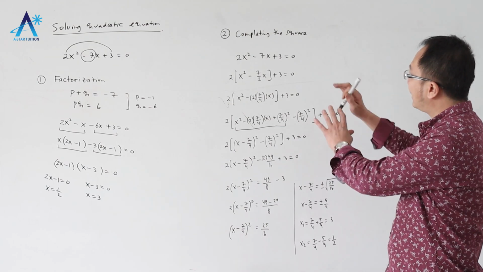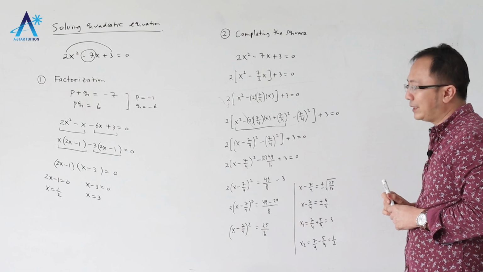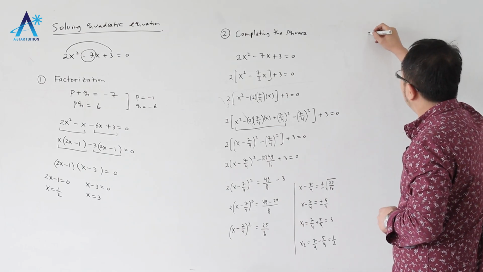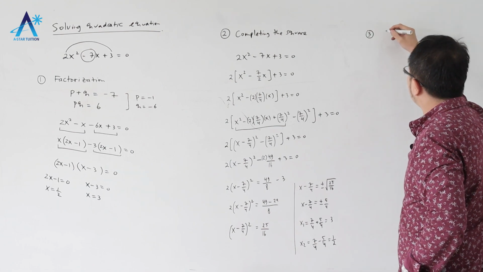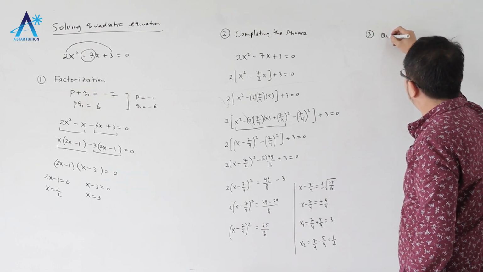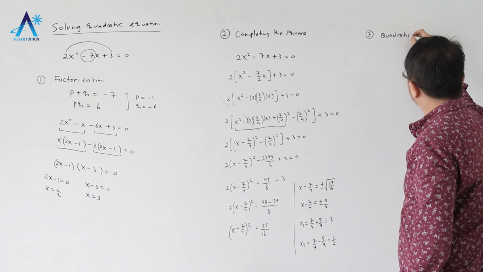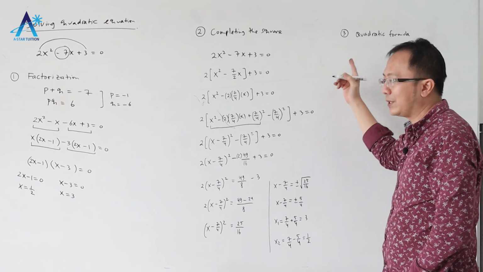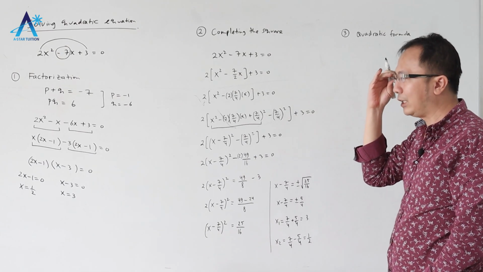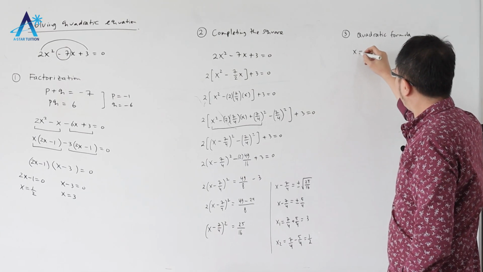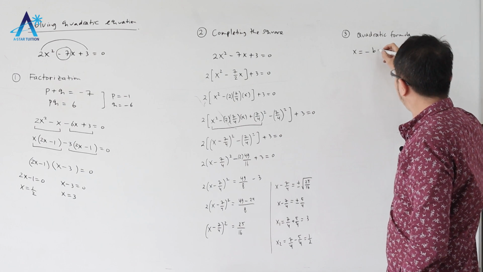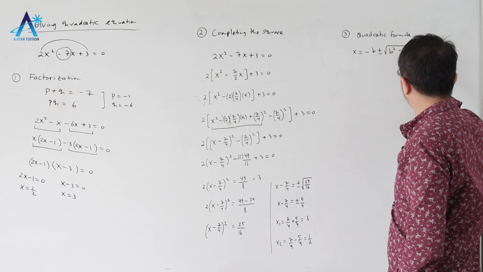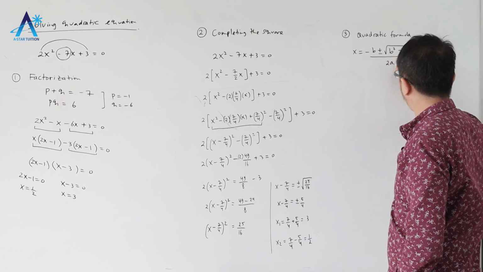Okay, so that is it on the completing the square technique for solving the quadratic equation. The last technique here is called the quadratic formula. And the formula was derived earlier at the beginning of the video. The x is negative b positive negative square root of b squared negative 4ac over 2a.